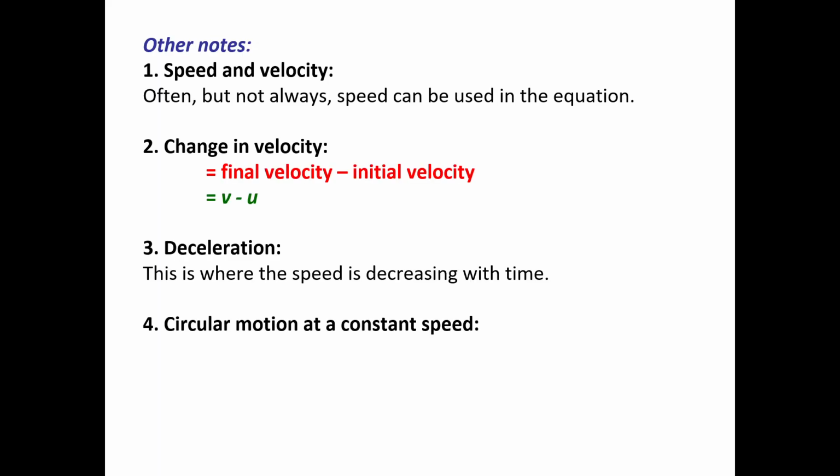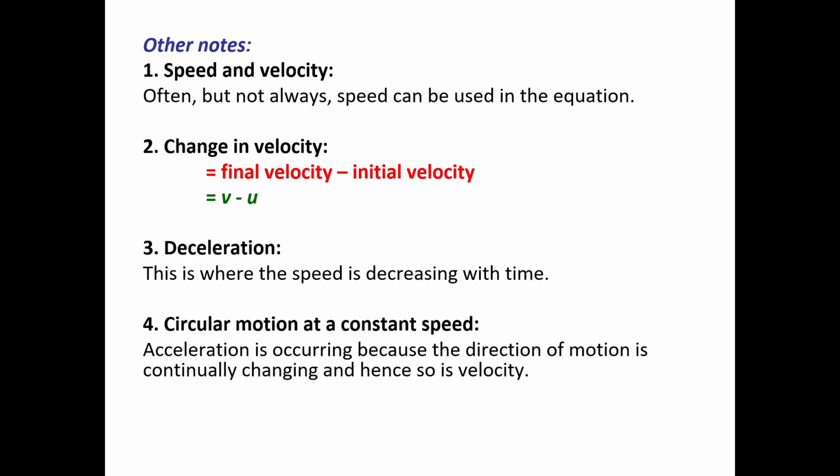And yes, circular motion at constant speed, acceleration is occurring because the direction of motion is changing, so the velocity is changing. To go back to that plane example earlier, okay? Because the velocity is changing, it is actually accelerating, okay? Which is not very intuitive, I don't think, at this stage.